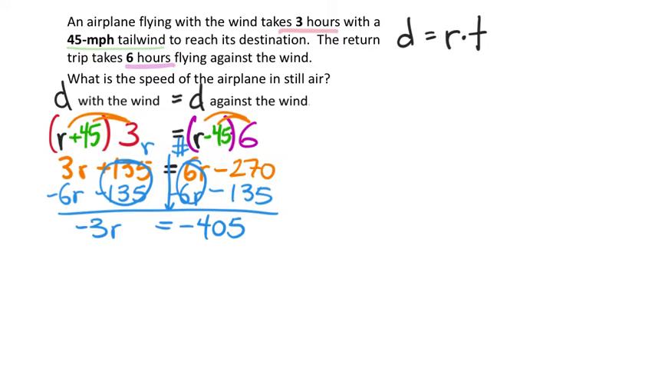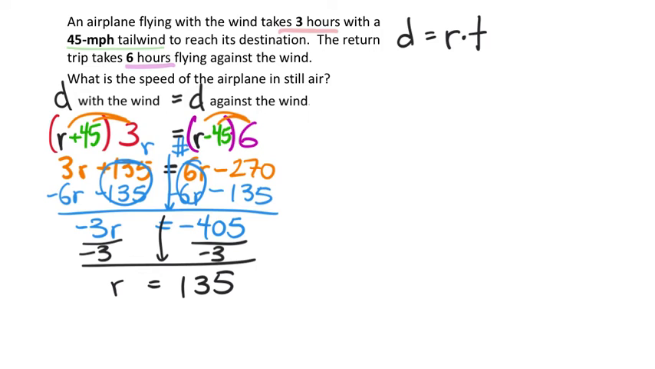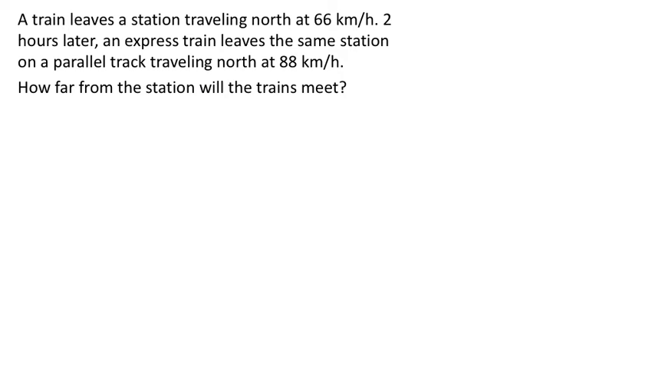I guess I'll do it in black here. So divide both sides by negative 3. And then the rate here appears to be 135. Yeah, that's positive, by the way. So that's the speed of the plane in still air. The rate is in miles per hour up here, so I'll label that 135 miles per hour. That's it. I don't actually use a system to solve this one.